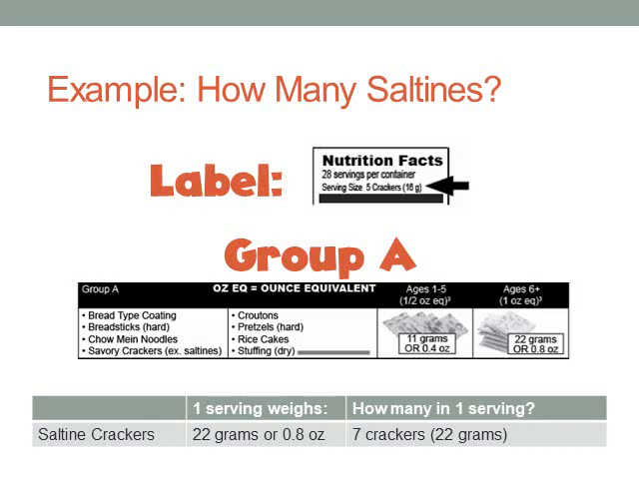However, for a child who is age 6 or older, you would need more crackers. It would take about 7 crackers or 22 grams for a child age 6 or older, which is more than the serving size on the package.